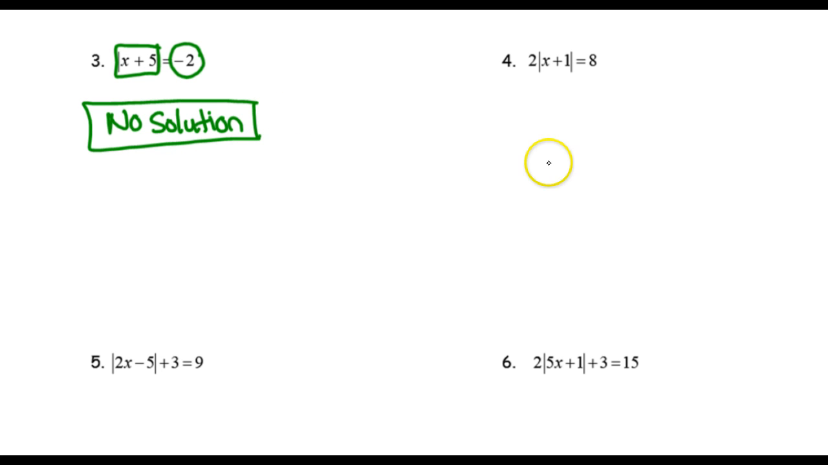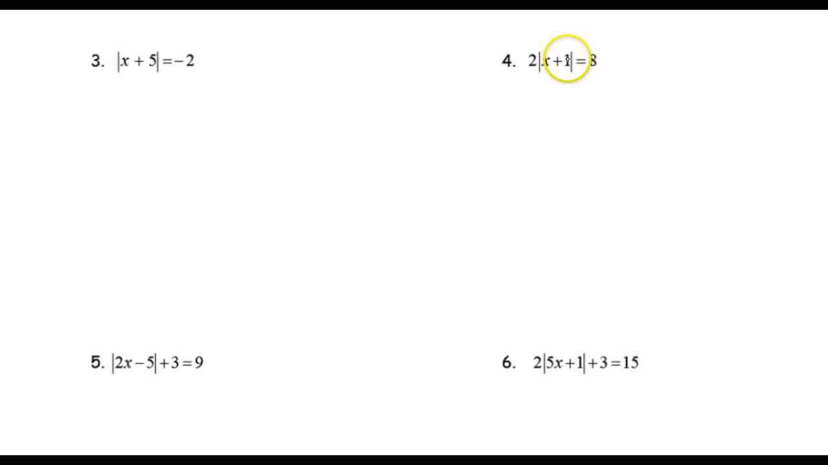All right, let's go ahead and look at number 4. Notice that in number 4, the absolute value is not isolated. I have a 2 on the outside. I need to get rid of that 2 before I can split my equation up into 2. So in order to get rid of this 2, we're going to divide both sides by 2. So the 2 goes away, and we're left with the absolute value of x plus 1 equals 4.